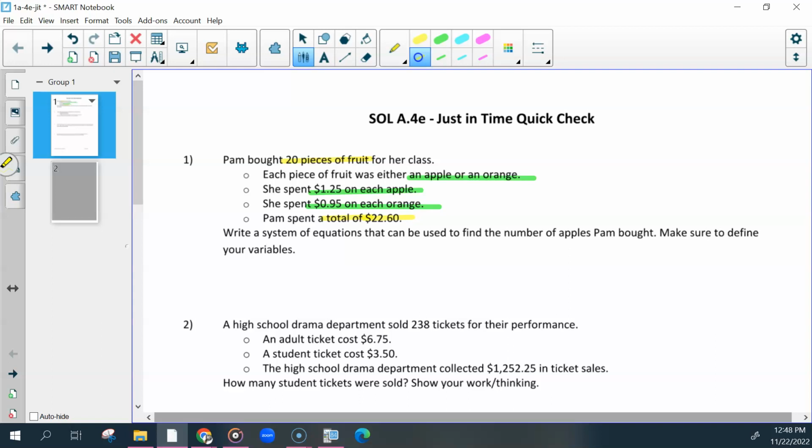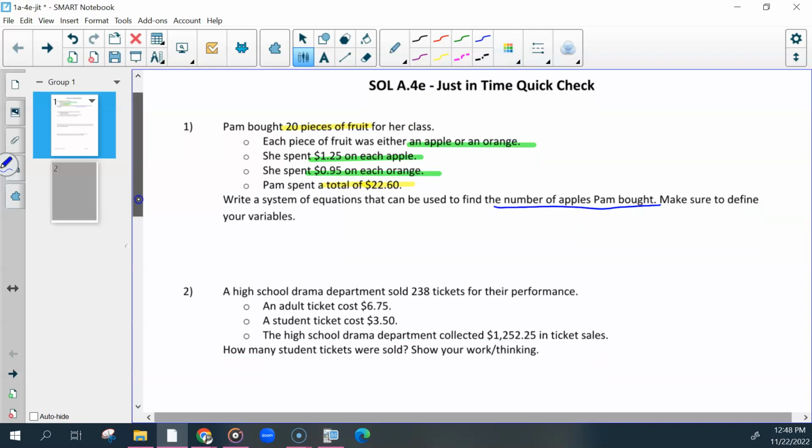And then the question tells you what you're looking for. We're looking for the number of apples that she bought. So that's going to help you define your variables. Oh, I forgot that this one was just writing, not actually solving, but that's okay. So A equals number of apples. And then I wouldn't use O, but maybe R, because you have to have two variables. The two things you don't know are the number of apples and the number of oranges.